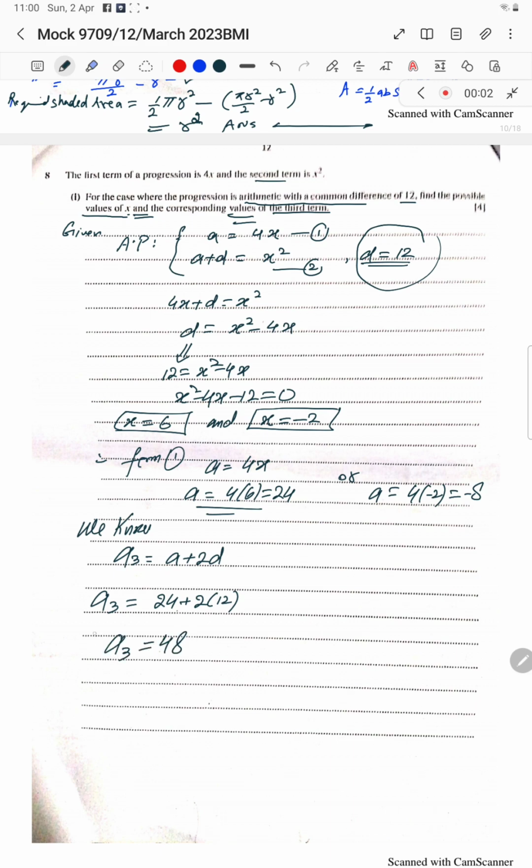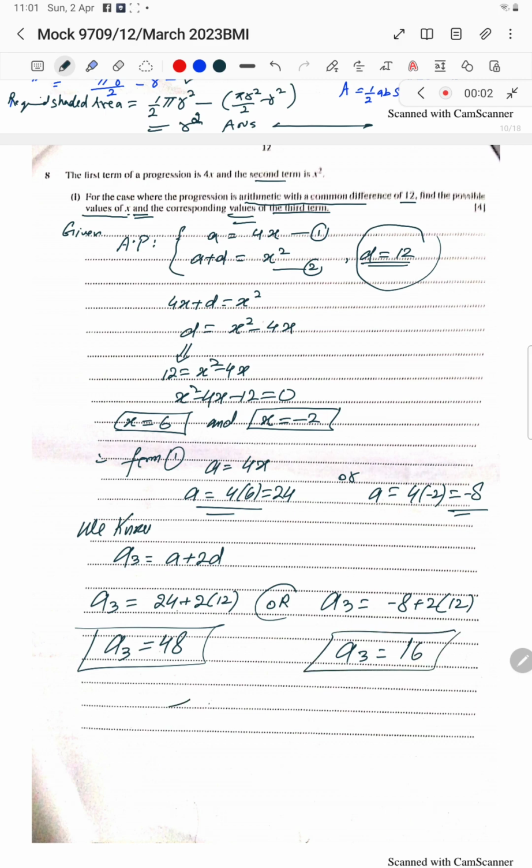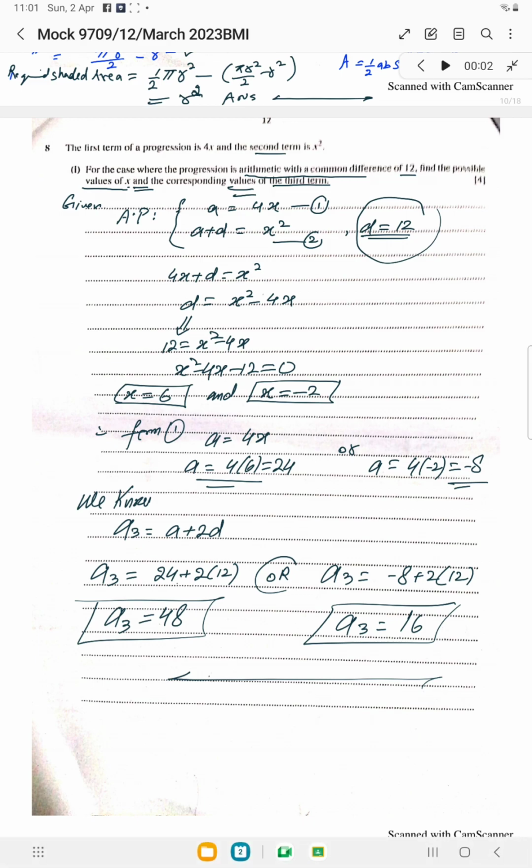24 plus 24 will give you 48. So the third term can be this, or when you replace a with minus 8 and d as 12, the third term will be minus 8 plus 24, which gives you 16. So this will be the answer for the first part of question number 8. I hope it is clear. Let's proceed to the next.